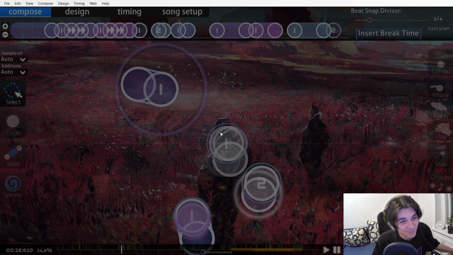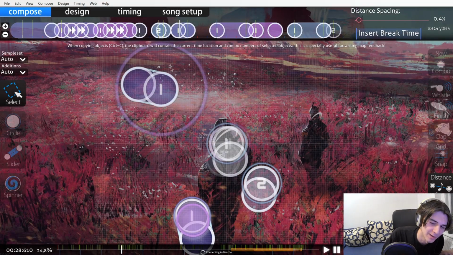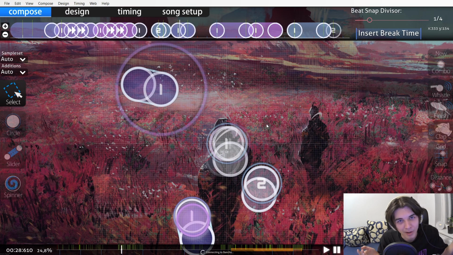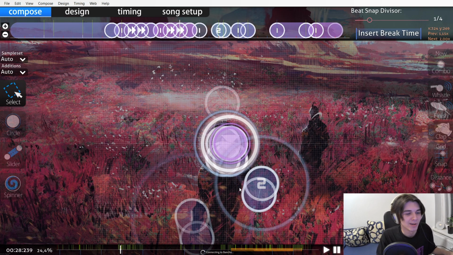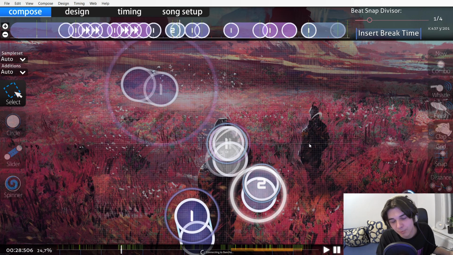Okay, so this map is made by Pocket, a really underrated mapper. He has like one ranked map, but the maps that he has uploaded are all pretty amazing without exception. So let's look at this one particular section where the song follows pretty straightforward patterns and the map reflects them pretty perfectly.